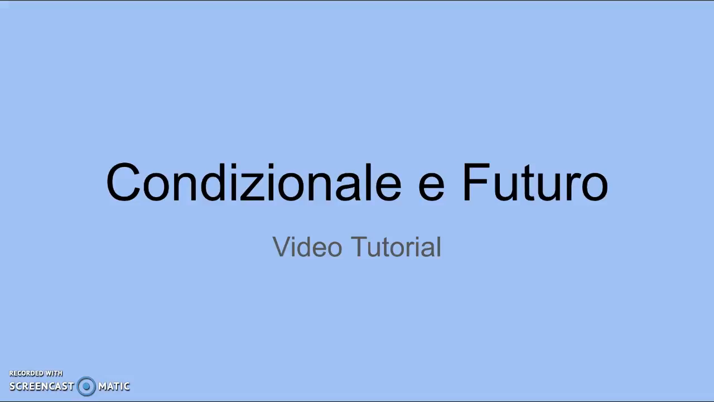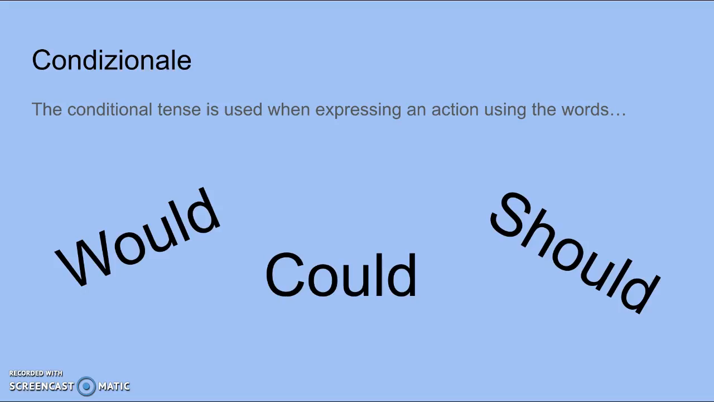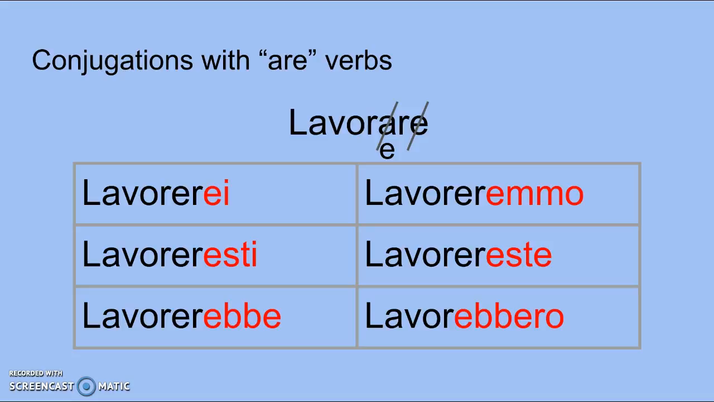Ciao. Today we'll learn about Condizionale e Futuro, starting with the Condizionale. Conditional tense is used when expressing an action using the words would, could, or should. And this is how it's conjugated.